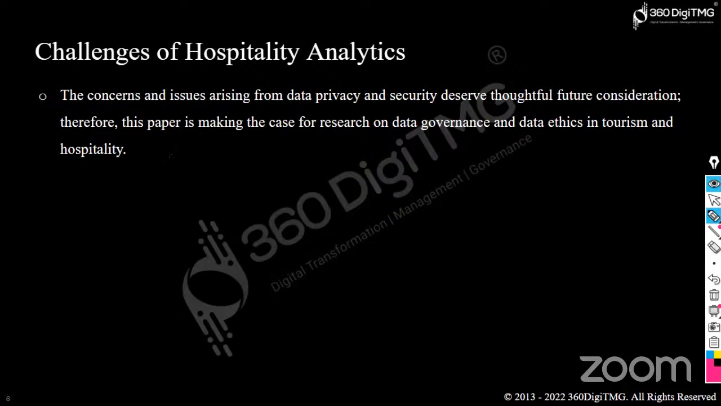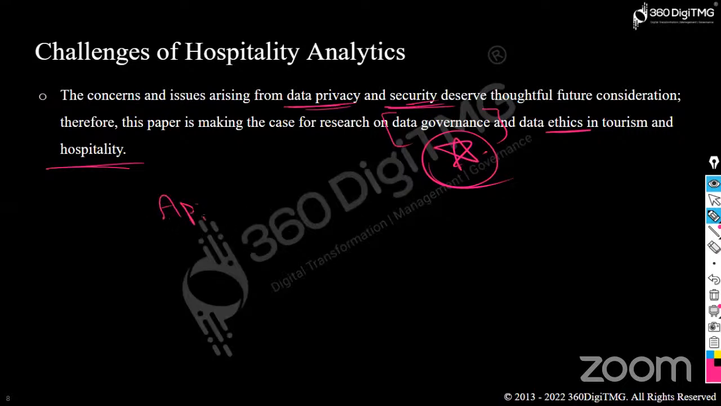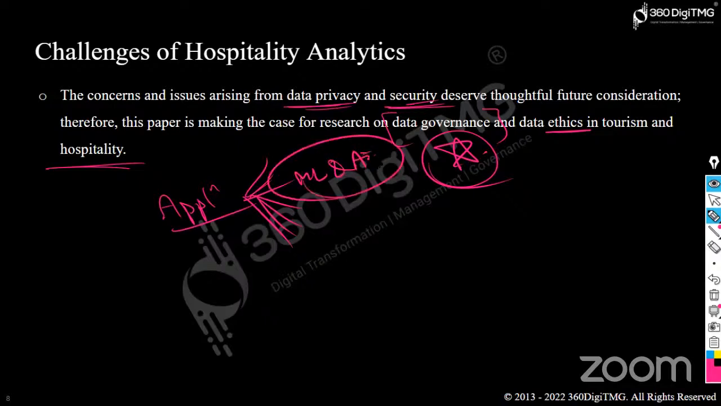We have highlighted some of the challenges in hospitality analytics, that is hotel management, where data privacy and keeping it secure within the ethics of hospitality and tourism is a big challenge. Data privacy and governing it is a big challenge. Today we have seen the applications of machine learning, and which algorithms we'll see in further studies, ML and AI.